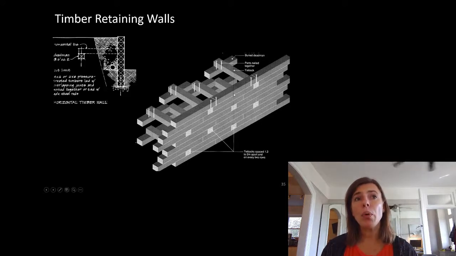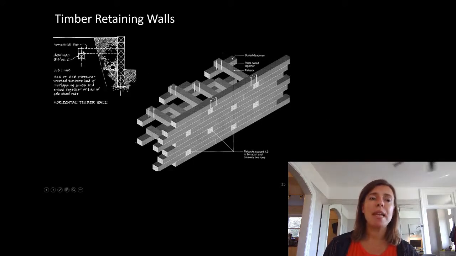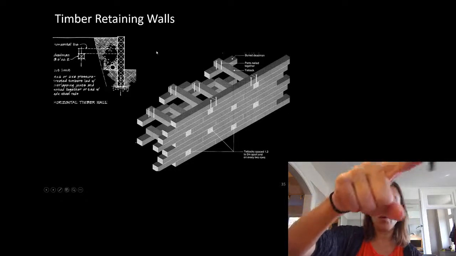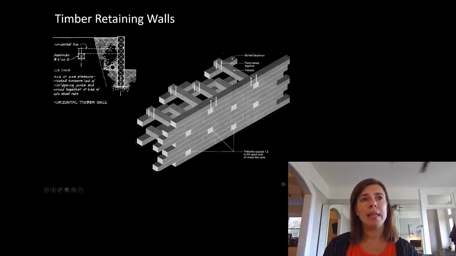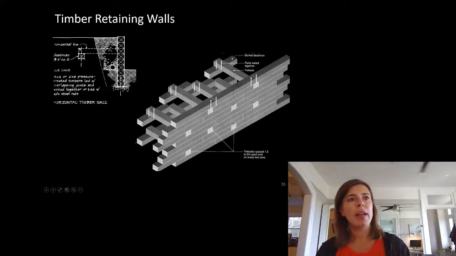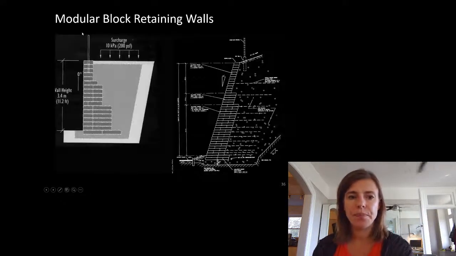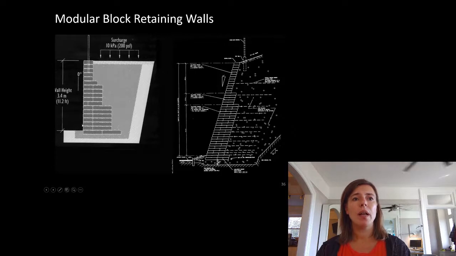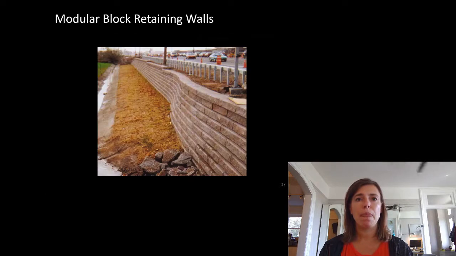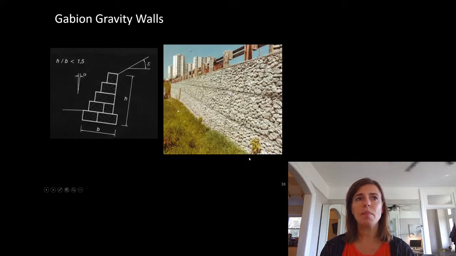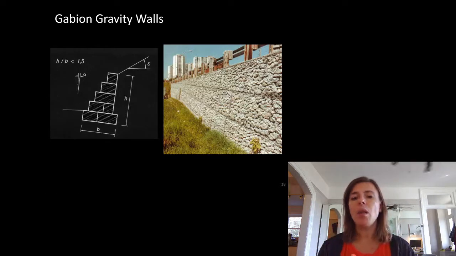You can have timber retaining walls. Those need a dead man or a pile that goes backwards into the soil, because as this is trying to tip over, it's engaging this soil here. We can do a modular block retaining wall, sometimes called armor stone, where the weight of this is helping prevent the overturning. Here's an example of a modular block retaining wall. A gabion wall, they're the ones that are the baskets that are filled with stone. Also, a gravity wall following the same ideas.